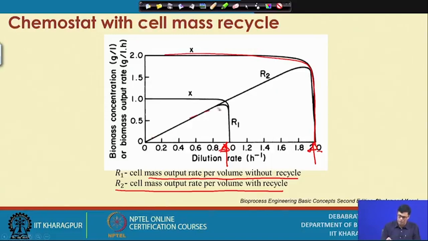And R1, that is the cell mass output per volume without recycling, has been given here. These are the two situations that we have: the rate of cell mass formation without recycling and the rate of cell mass formation with recycling. With recycling, our cell mass growth is increased to a great extent.